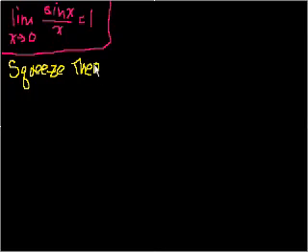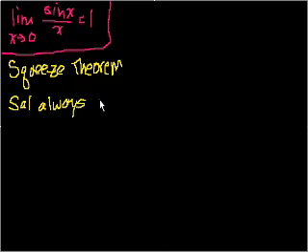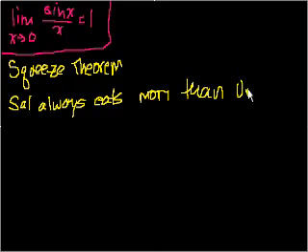Squeeze theorem. When you read it in a calculus book or a pre-calculus book, it looks all complicated. But what it's saying is, frankly, pretty obvious. Let me give you an example. If I told you that Sal always eats more than Umama. Umama is my wife.